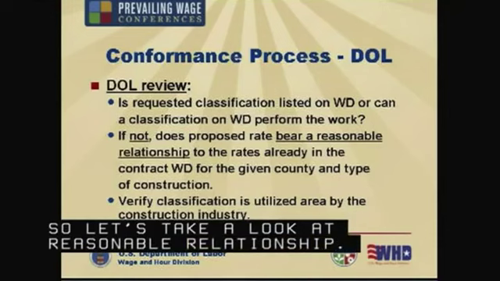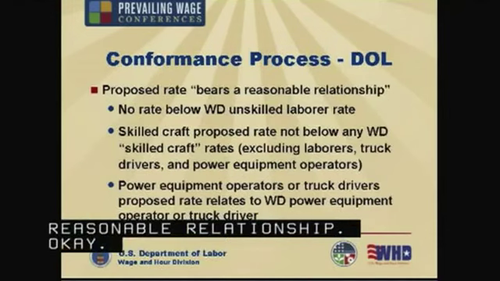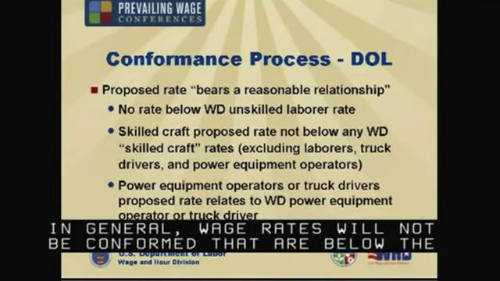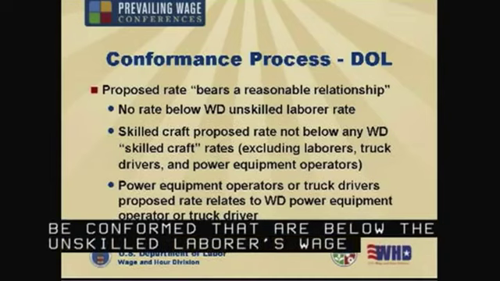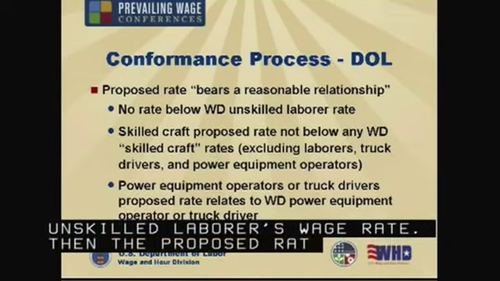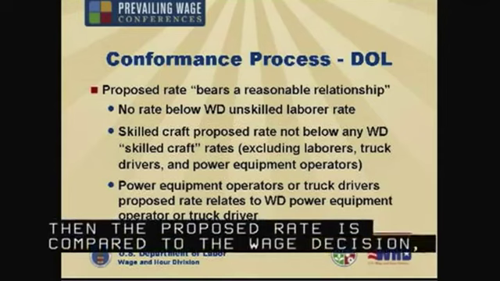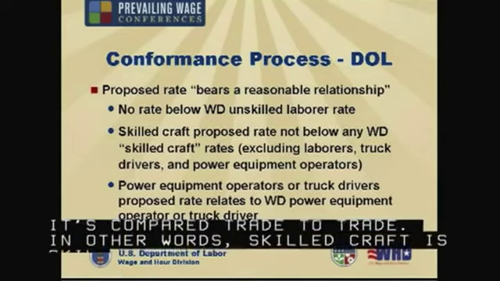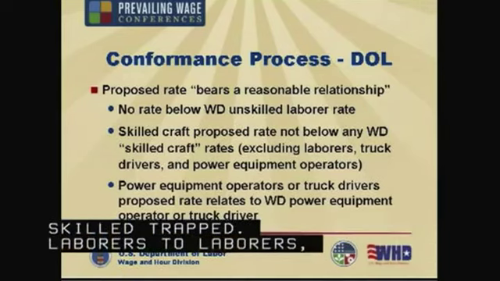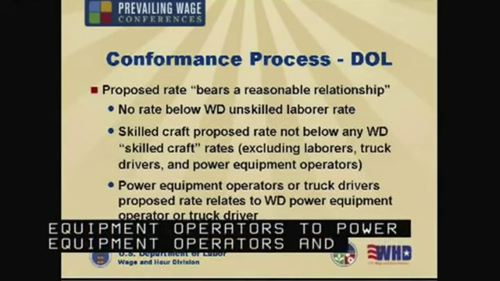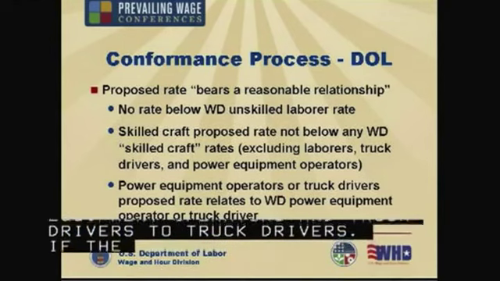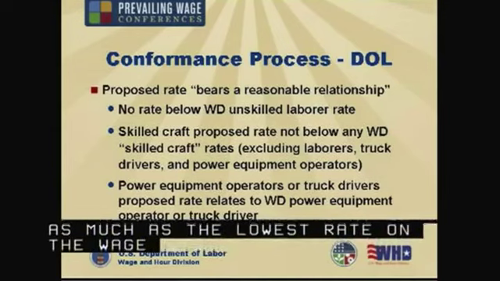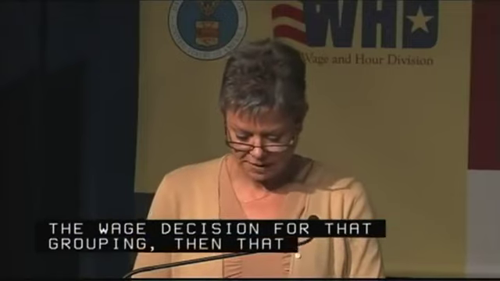Okay. In general, wage rates will not be conformed that are below the unskilled laborer's wage rate. Then the proposed rate is compared to the wage decision. It's compared trade to trade. In other words, skilled craft to skilled craft, laborers to laborers, power equipment operators to power equipment operators, and truck drivers to truck drivers. If the proposed rate is at least as much as the lowest rate on the wage decision for that grouping, then that wage rate will likely be approved.